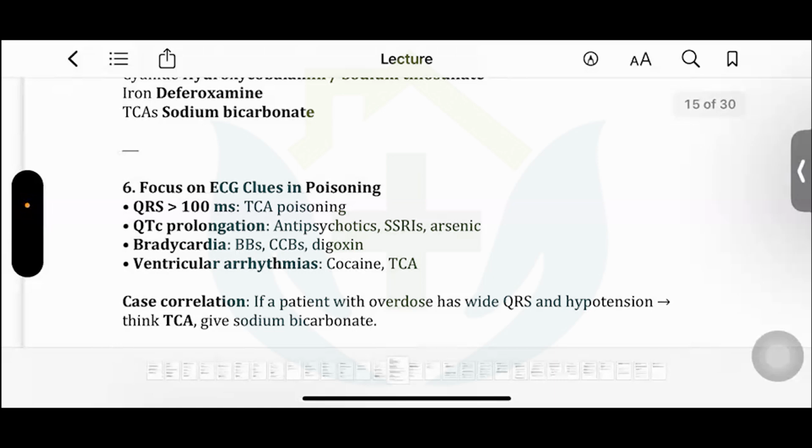ECG is very important. You should look for the ECG clues in the exam. Look for QRS duration. If it is more than 100, look for TCA poisoning. QTc prolongation happens in SSRIs, antipsychotics, or even arsenic poisoning. Bradycardia happens in beta blocker poisoning, calcium channel blocker poisoning, digoxin poisoning, organophosphorus compounds poisoning, and opioids also can lead to bradycardia. Of course, all the sympathomimetics like MDMA, TCA, cocaine, all of them can also lead to arrhythmias, ventricular arrhythmias.